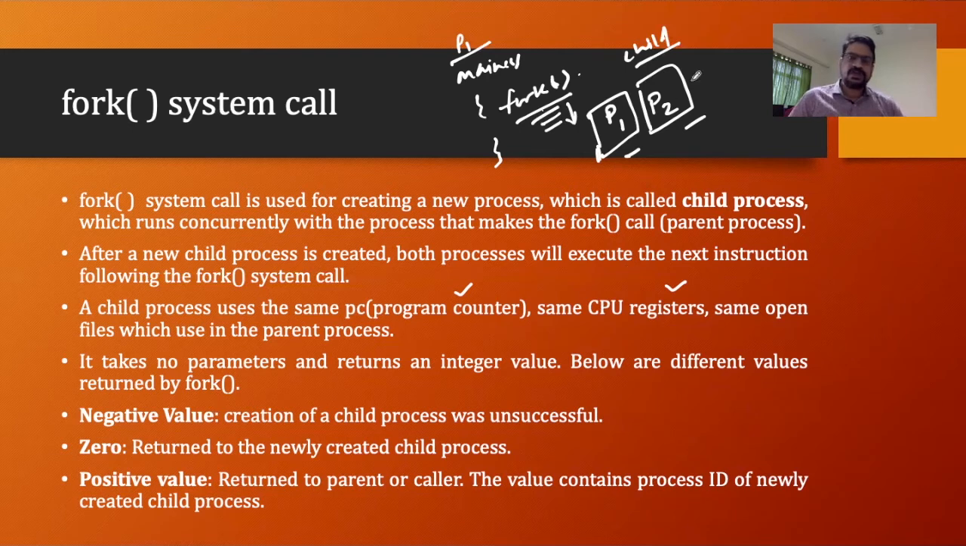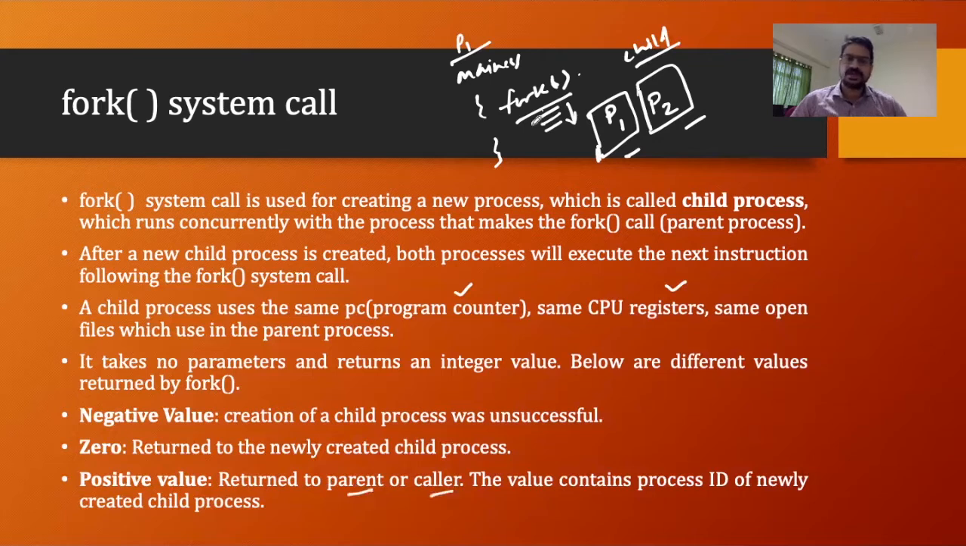Whenever the child process is unable to be created by the fork system call, fork will return a negative value. Now fork will return 0 to the newly created child process, so the child process gets the value 0 from fork. Any positive integer will be returned to the parent, or the caller function.